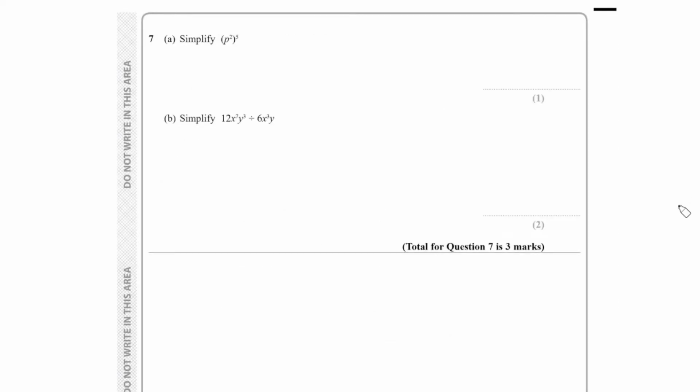Okay, question 7. There's always some kind of indices, index laws, that kind of thing, isn't there, with non-calculator? So these should be quite easy marks. When we've got the brackets, it basically means we're multiplying the powers, so that would be p to the power of 10. And then the second one, a little bit more complicated, but just work through it in 3 stages. Now the 12 and the 6 are not powers. They're not indices, are they? They're just numbers. So you would just divide those as normal numbers, so you get 2.